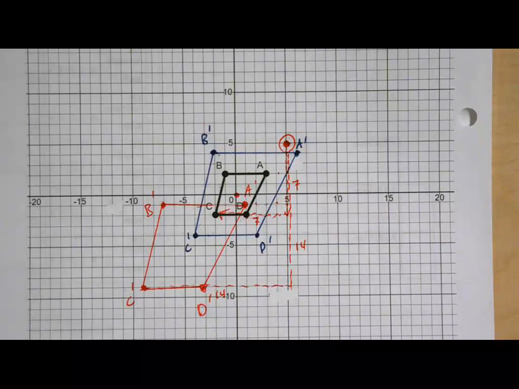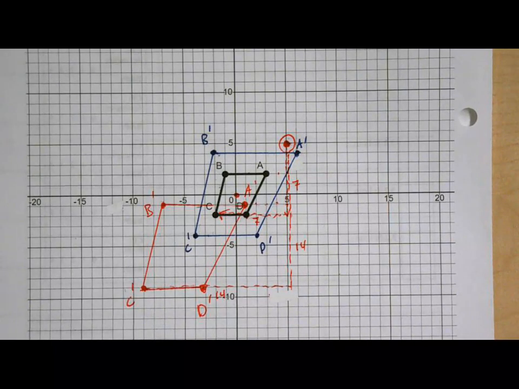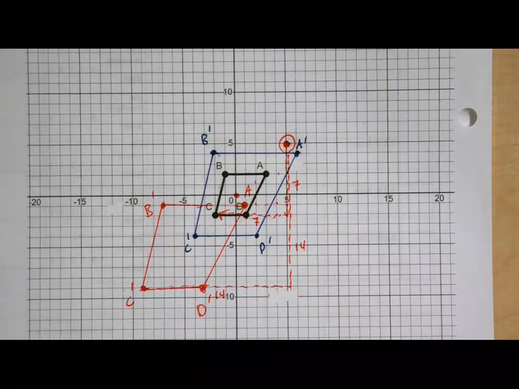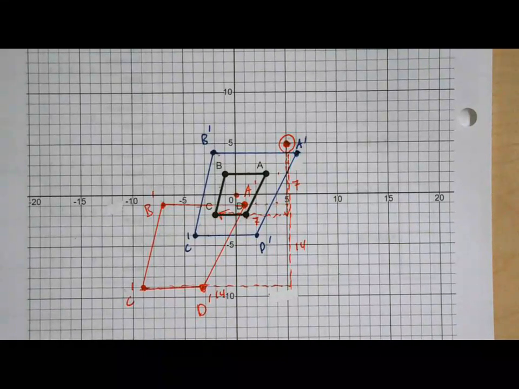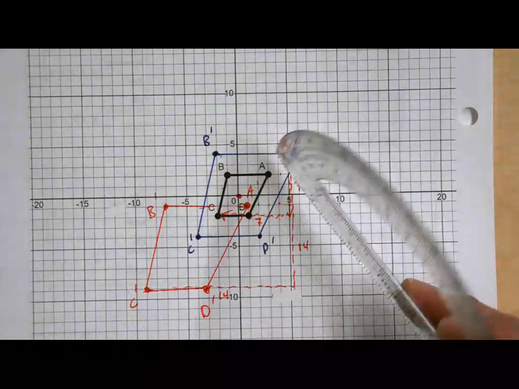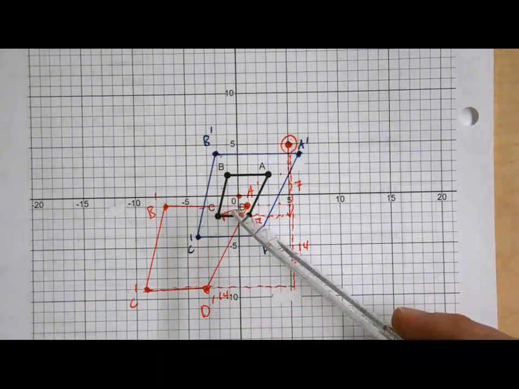All right. That got a little messy, didn't it? If you had to choose which point to dilate about, which point would you choose? Would you have chosen the origin, or would you have chosen some other point? I think the origin's usually easier.